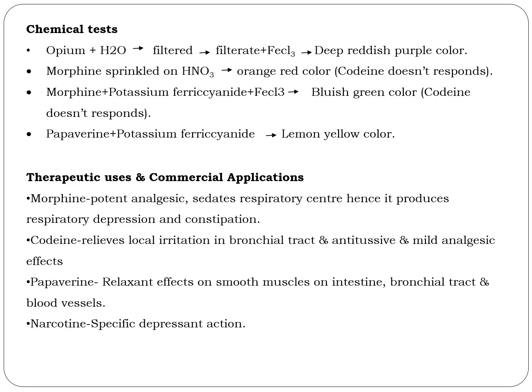Let us see about the chemical test for opium alkaloids. When the opium is treated with water, upon filtration, consider the filtrate, and the filtrate has to be treated with ferric chloride, which results in the formation of deep reddish purple color. When morphine is sprinkled on nitric acid, it produces orange-red color, which indicates morphine. If the test doesn't show any color change, it is identified as codeine, as codeine doesn't respond to nitric acid.